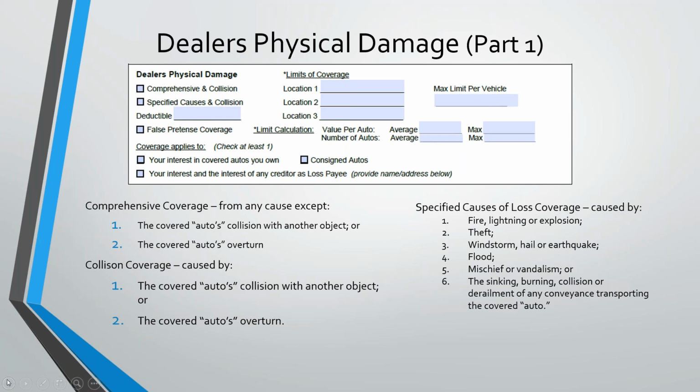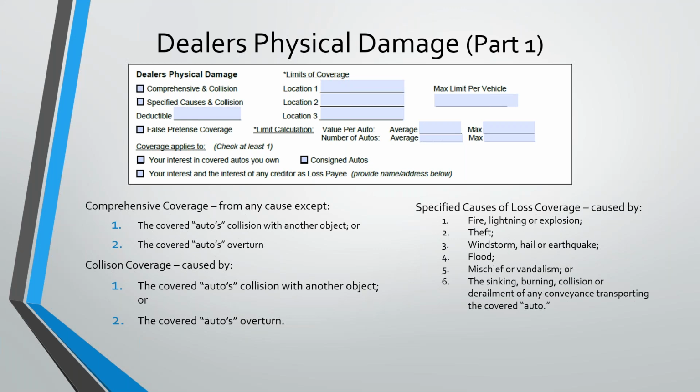Dealer's physical damage. This is for those owned units that a dealer has. He wants physical damage on the vehicles he is selling on his lot. There again, you've got comprehensive and collision available to you, and specified causes of loss and collision available to you. We won't do just collision, and we won't do just comp. You have to have both comp and collision, or specified causes and collision. We get that question once in a while. Can I just do collision? No, we require comp with it or specified with it.